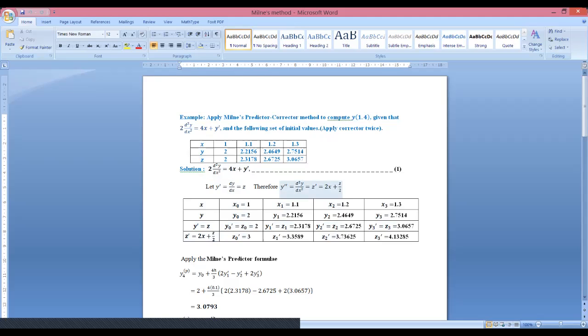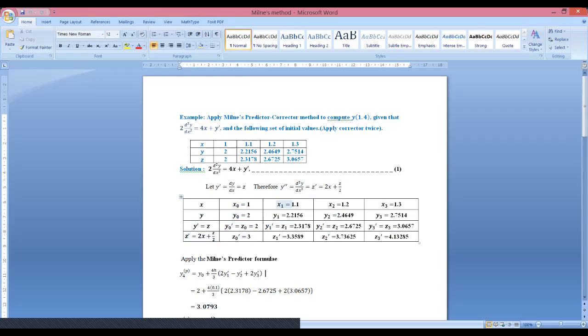Now z dash from this equation is 2x plus z by 2. So that is written here: z dash is 2x plus z by 2. Now write this equation in your calculator. Then go on giving the corresponding values of x and z. Now if you give x naught and z naught, we will get z naught dash. So if we put x naught as 1 here, that is x as 1, and z naught is 2, that is z is 2, then we'll get 2 plus 1, that is 3. This is denoted by z naught dash.